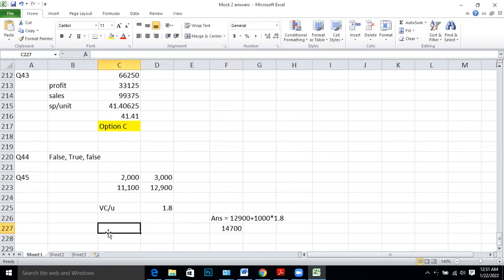Anyway, if you want to find fixed cost also, then you can do this. How? 12,900 equals fixed cost plus 3,000 into 1.8.